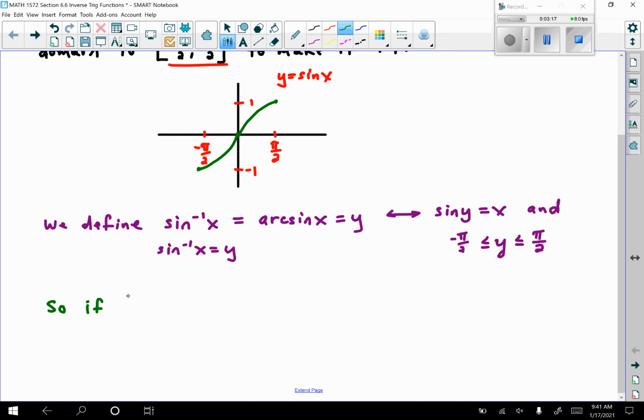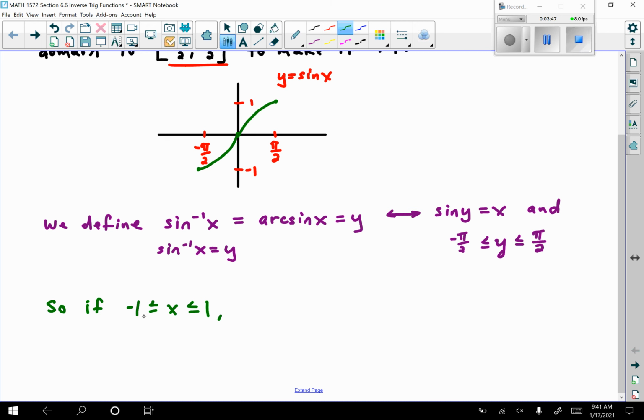So if x is in between negative 1 to 1, so you see all I'm doing here is switching the x and y's. So right now the range of y equals sine x is going to be negative 1 to 1, but then that's the domain of our inverse. Our domain of y equals sine x is negative pi over 2 to pi over 2, and then that's going to be our range over here for our inverse.